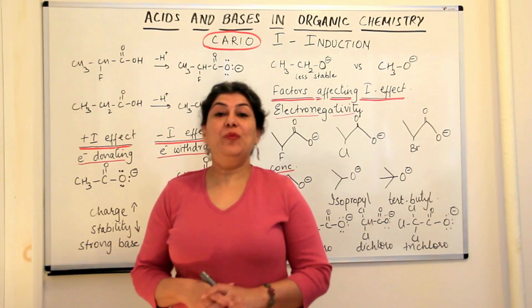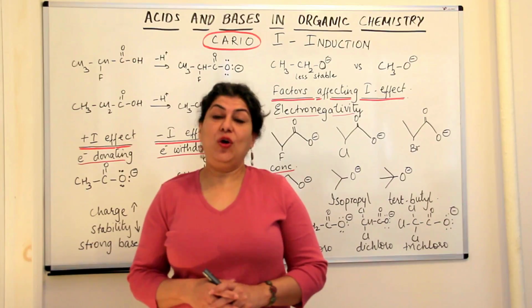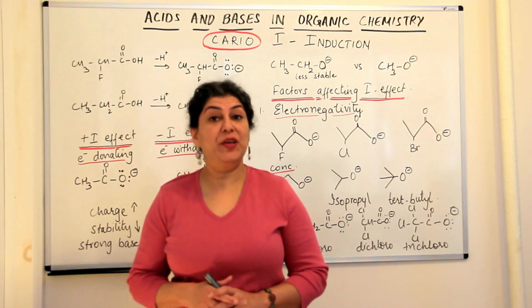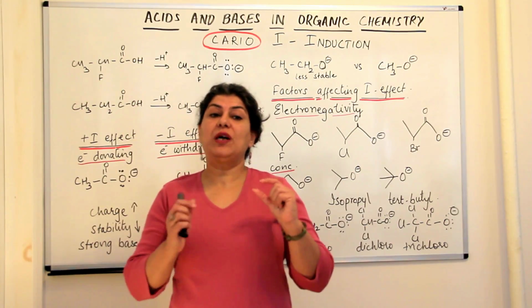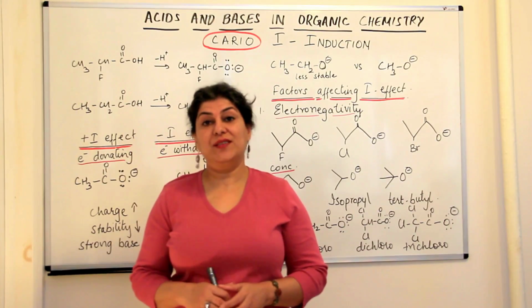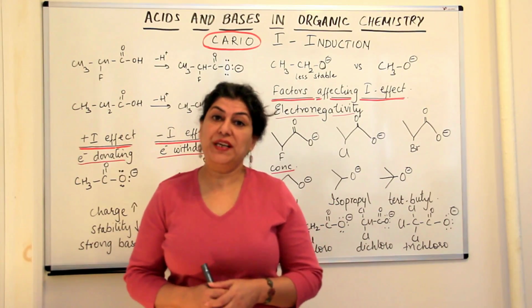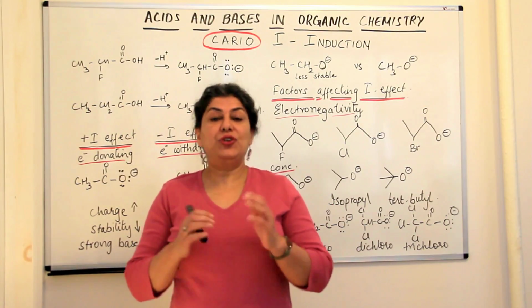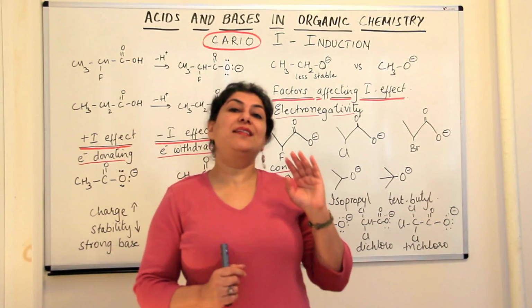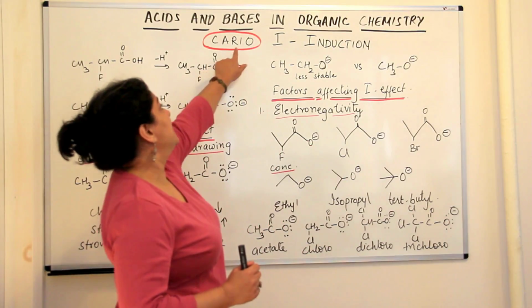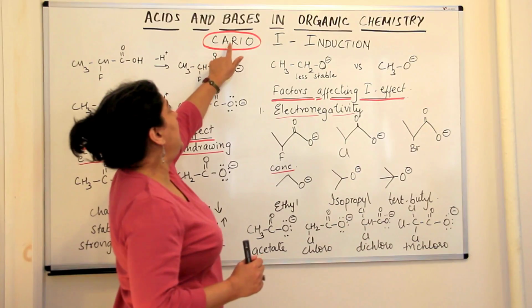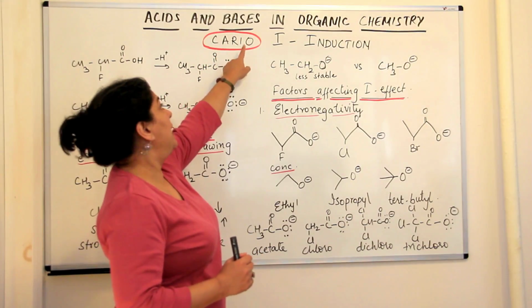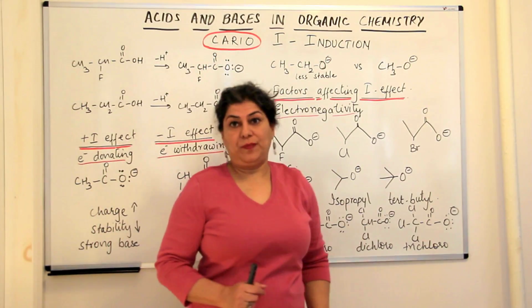In this video, we are going to carry on with our discussion of the use of the mnemonic CARIO in order to compare the acidic and basic strengths of acids and their conjugate bases. Today, we'll be discussing the fourth step, that is I in CARIO. C-A-R we have already done, and I stands for induction.